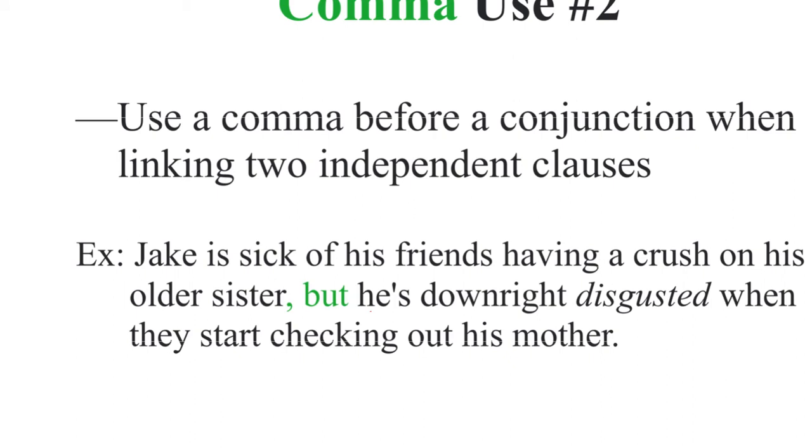Comma use number 2. Use a comma before a conjunction when linking 2 independent clauses. Jake is sick of his friends having a crush on his older sister. That's an independent clause. But he's downright disgusted when they start checking out his mother. That is also an independent clause. We can use a comma and a conjunction to link independent clauses, but you've got to have the comma. You can't just have the conjunction.